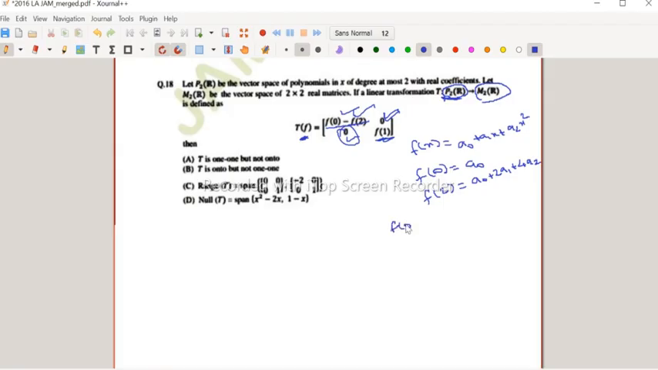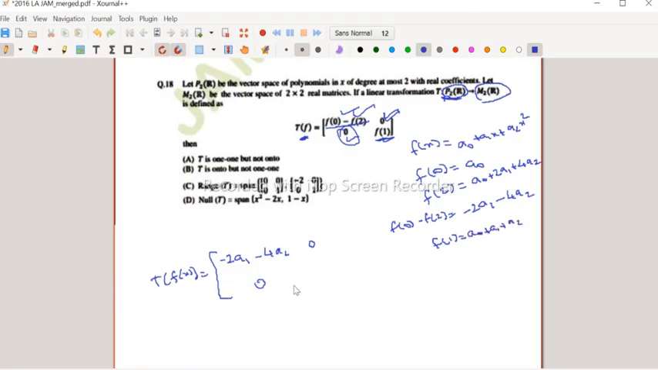Now what is f of 0 minus f of 2? We can cancel this a0, and we get minus 2 times a1 minus 4 times a2. So therefore, the matrix T of f of x equals, we find the first entry is minus 2a1 minus 4a2. And this entry is 0, this entry is 0, and this entry is f of 1. So what is f of 1? Just a0 plus a1 plus a2, substituting x equal to 1.